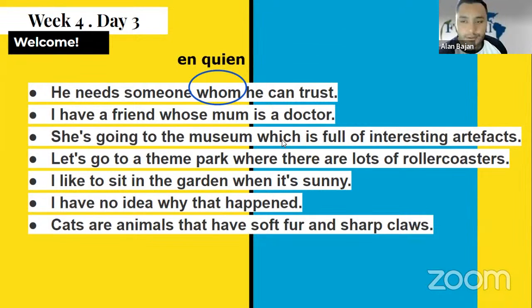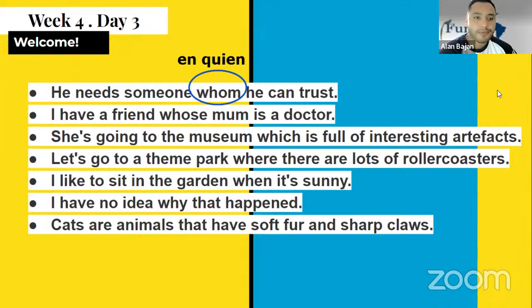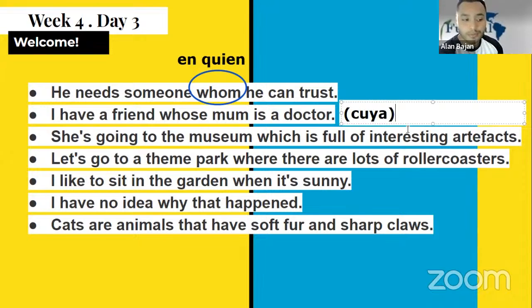I had a friend whose mom is a doctor. Where is the relative pronoun in the second sentence, class? Whose. Very good. So whose: I have a friend whose mom is a doctor. Tengo un amigo cuya madre es un doctor o es doctora.